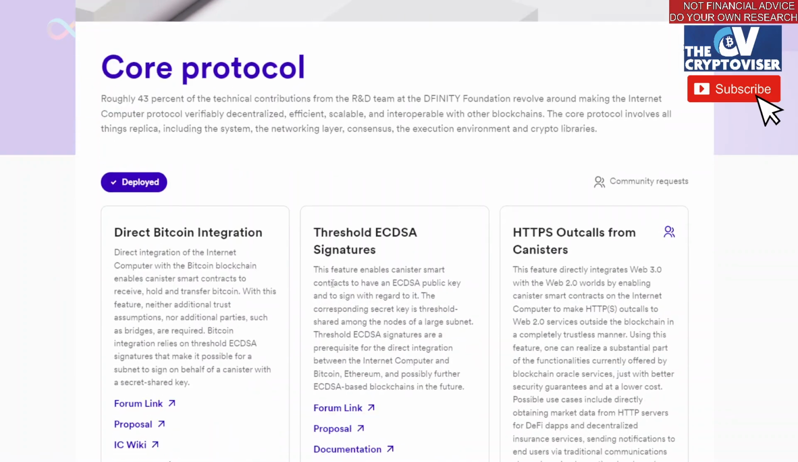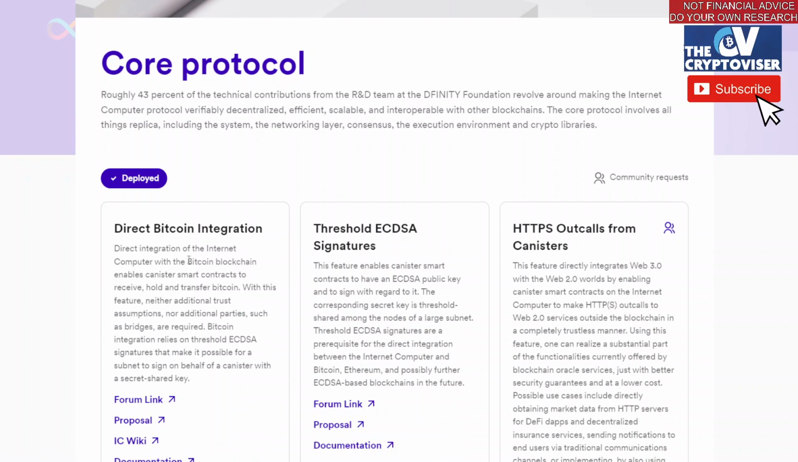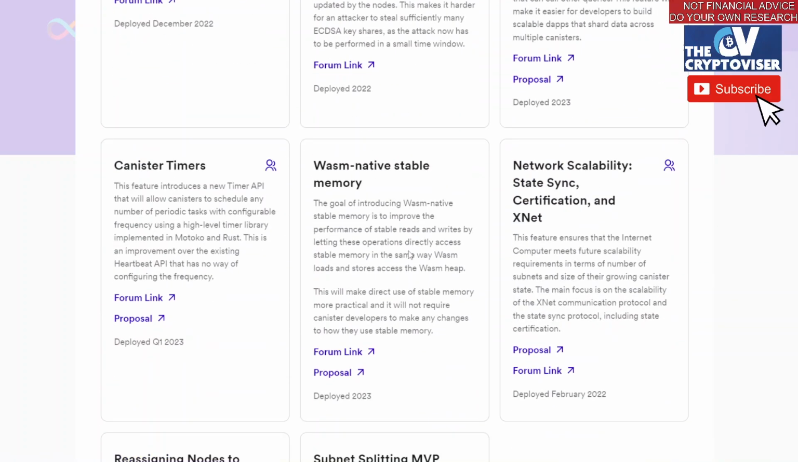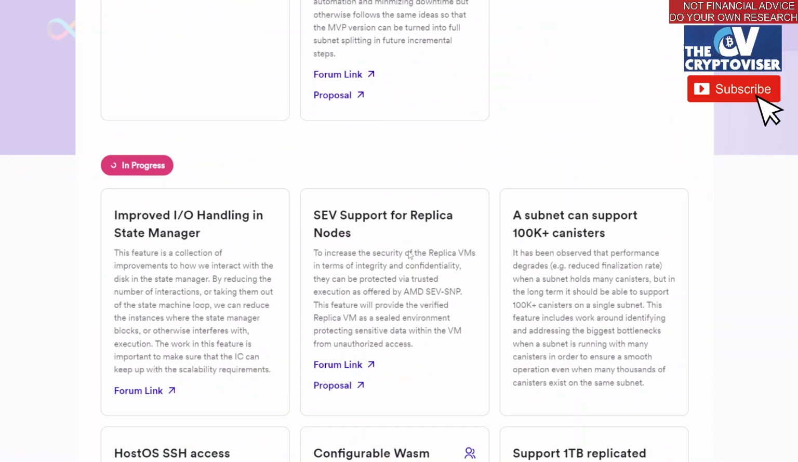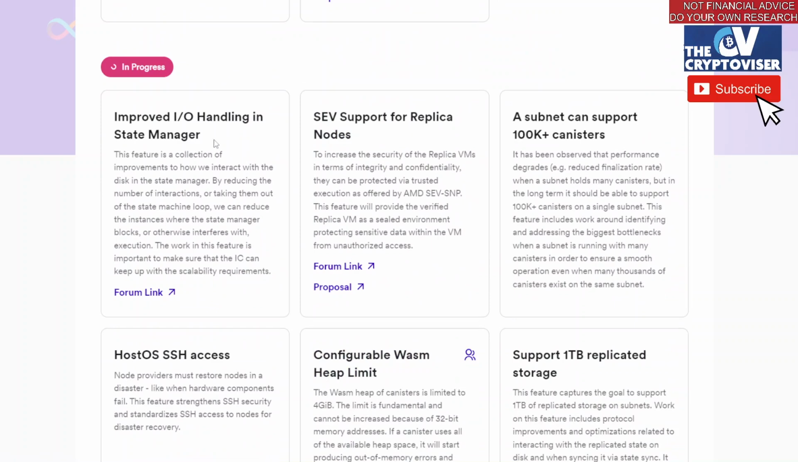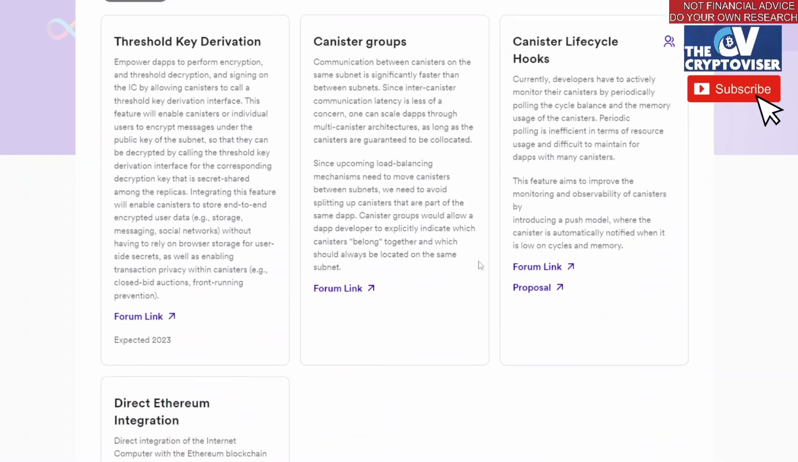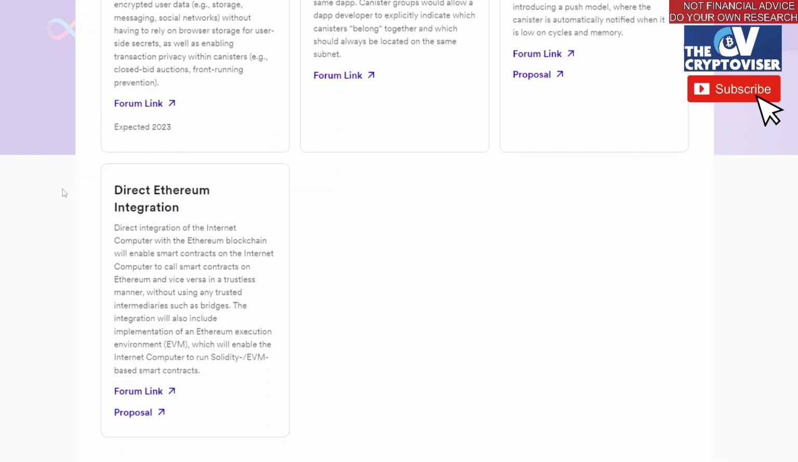So you can see direct Bitcoin integration. This has already been deployed. ECDSA signatures deployed, outcalls deployed. A lot has already been deployed. But if we look at what is currently in progress and we look for any interoperability or usage of USDC, we don't see that. Upcoming, we don't see that either. They are talking about a direct Ethereum integration.